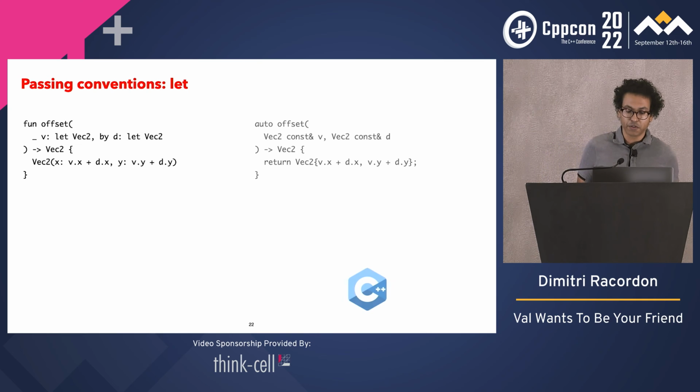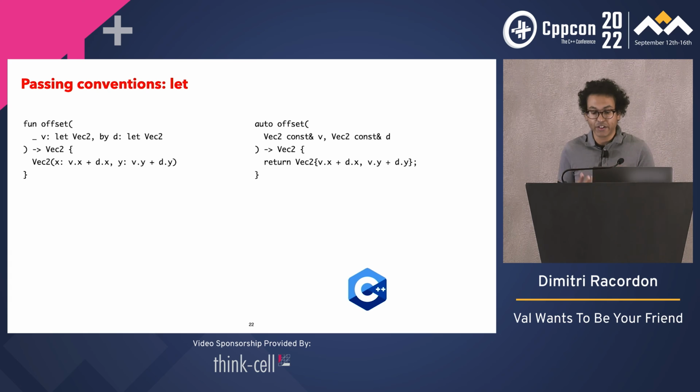Let parameters can be understood as pass by constant reference from a C++ perspective, but with the additional guarantee that arguments can't change in any way during the call, right? We preserve local reasoning. So if you saw Dave's talk on Wednesday, let parameters are the same as his in parameters, the one he proposed for C++.